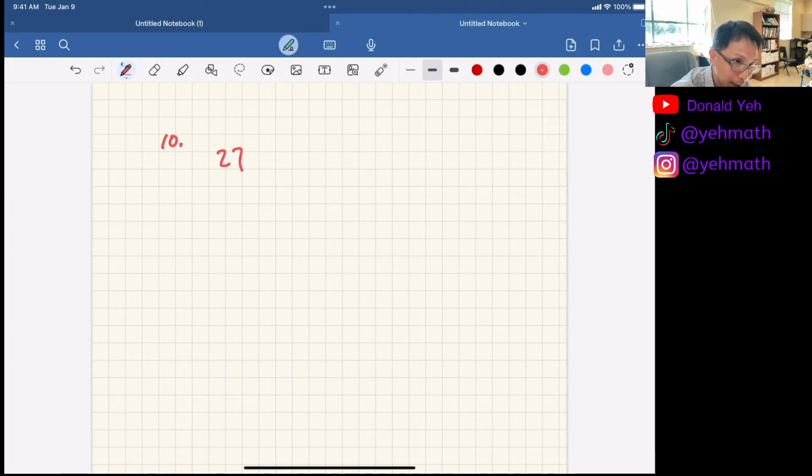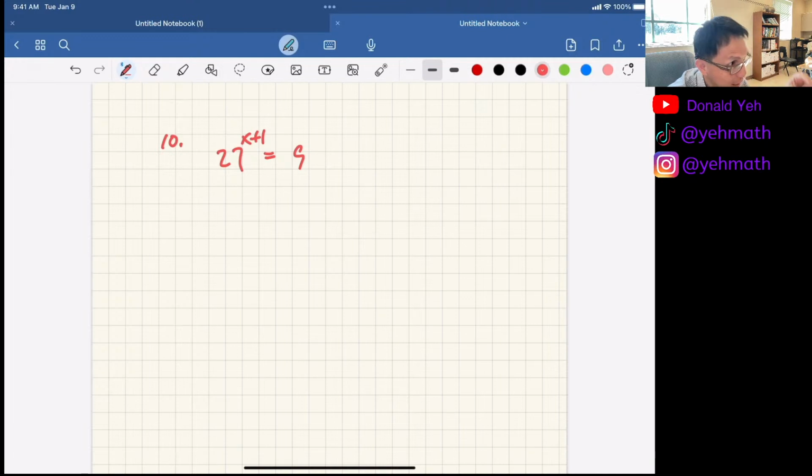Okay, 27 to the... hold on a second, let me see the question. 27 to the x plus 1 over equal to 9. Okay, so I call this kind of question a common base equation. Common base means you don't look at the exponent, you look at the base. Do they have the same base?